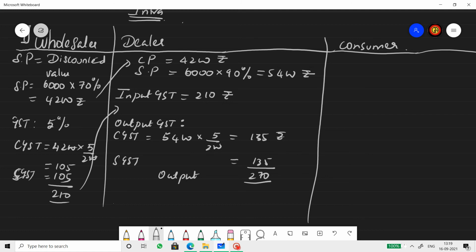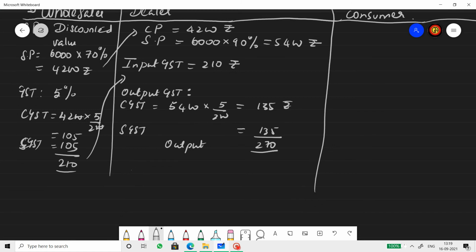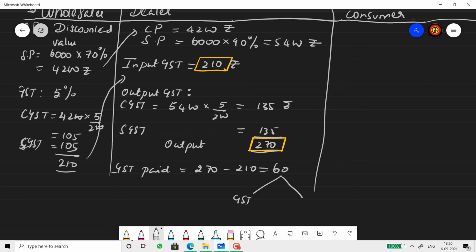So the GST paid by the dealer to the government is 270 minus 210. How? Because this is input and this is output. So output minus input is the tax, which is 60 rupees. And in that, half is CGST and half is SGST. So 30 and 30. So keep that in mind, okay?